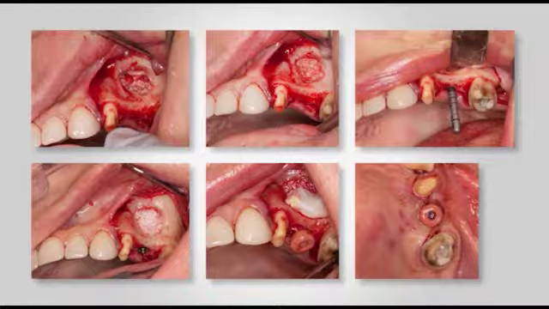So with Shannon, what I had to do is I had to go ahead and remove her bridge so that David Bargett, the periodontist in this particular case, could come in and do a sinus lift and bone graft.